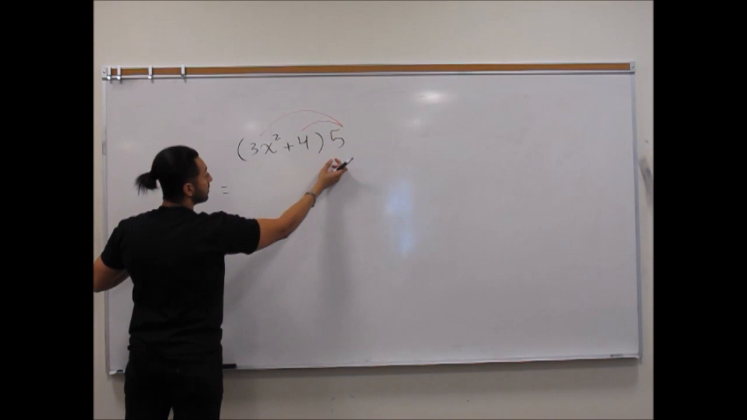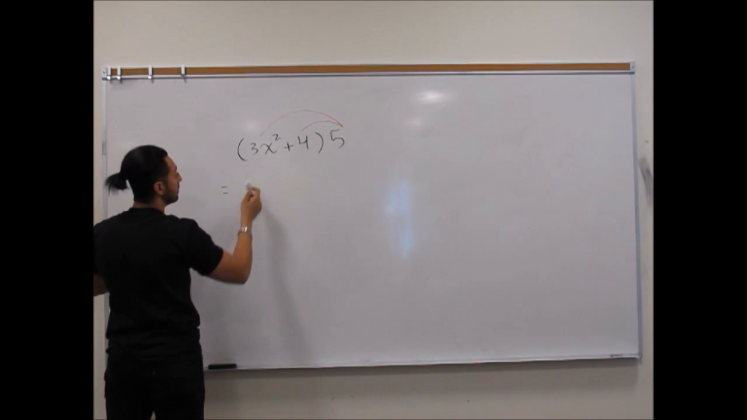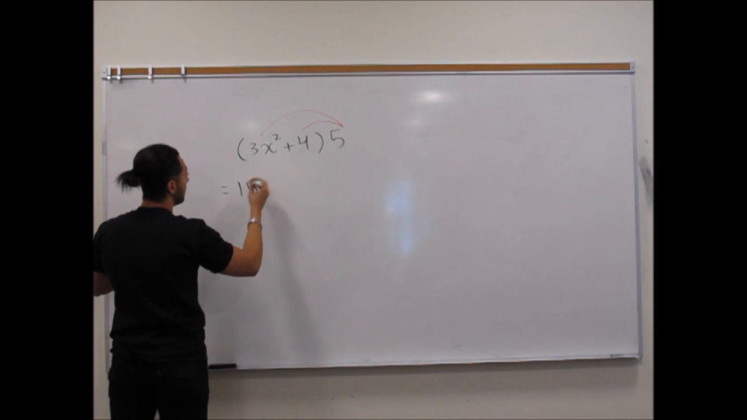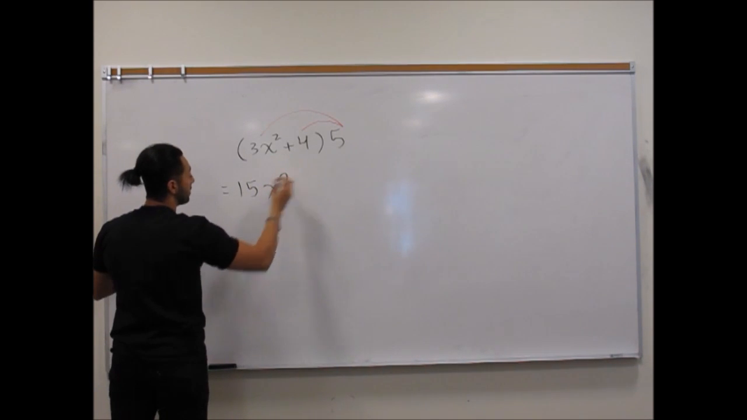There's no variable to consider here, so it's just the 5 is going to get multiplied with the 3, which would give us a 15. And then the x squared, we're just going to carry on.